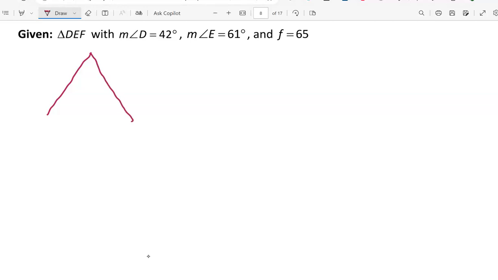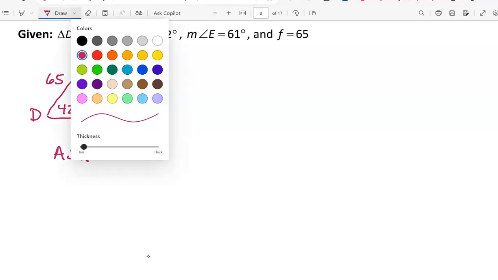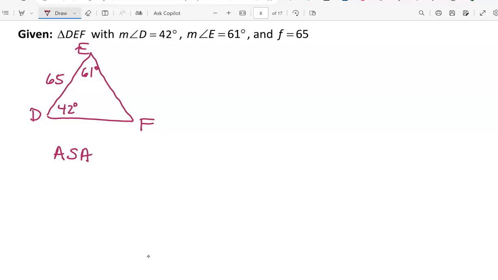All right, let's check out the next one, triangle DEF, with measure of angle D equal to 42, measure of angle E equal to 61 degrees, and side F's measure is 65. So let's label those angles appropriately, and we've got side F is 65. Looking at the pattern of givens here, this is an angle side angle, and that means we're going to use the law of sines, but this one is one of our easier ones because we can find that third angle first.